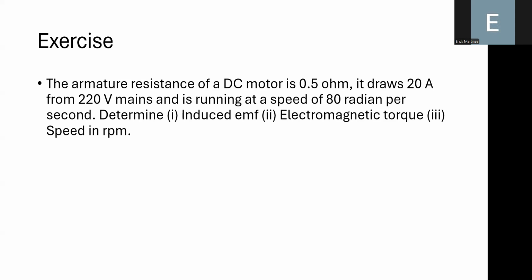Also they are telling us that the armature current is 20 amperes, and that the voltage of the motor is 220 volts. Then the speed of the motor is 80 radians per second. Based on this information, we need to compute the back EMF and also the electromagnetic torque.